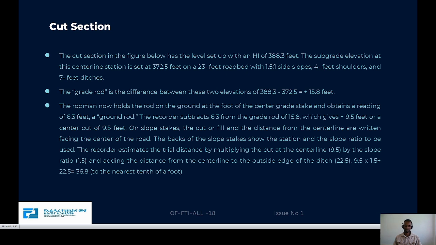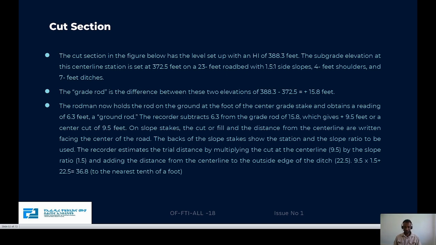We have a level setup with a height of instrument. The height of the instrument is 388.3 feet. The subgrade elevation at this center line station is set at 372.5 feet, with a 23 feet road bed width, and the slopes are 1.5 to 1 side slopes. After the drainage ditches of 7 feet, there is a shoulder of 4 feet. So the grade rod is the difference between those two elevations: 388.3 minus 372.5, so it is positive. The grade rod will be a positive 15.8 feet.